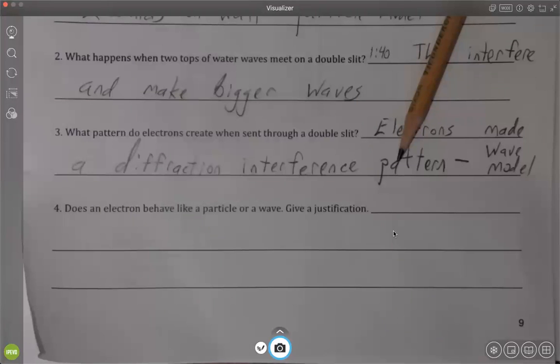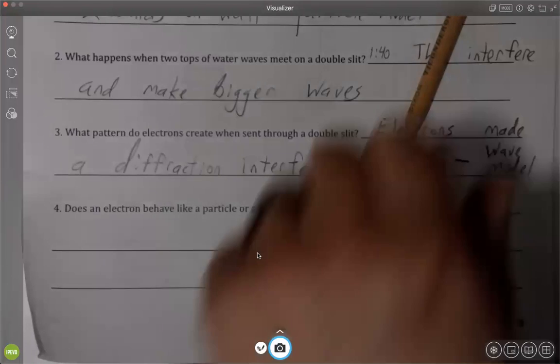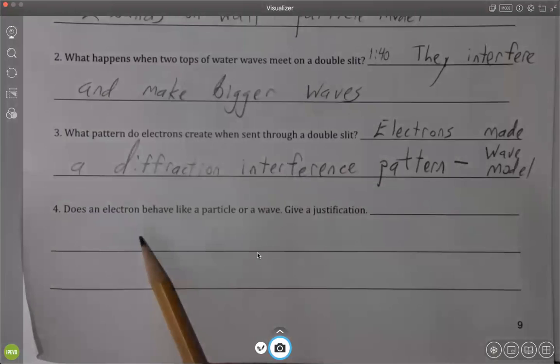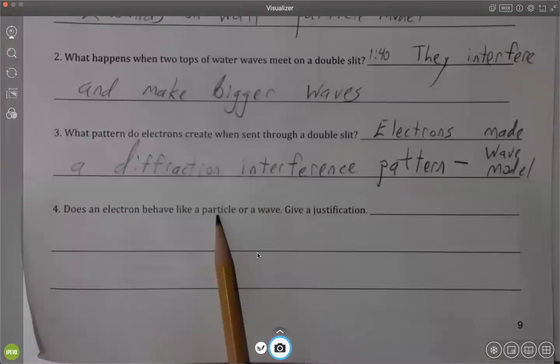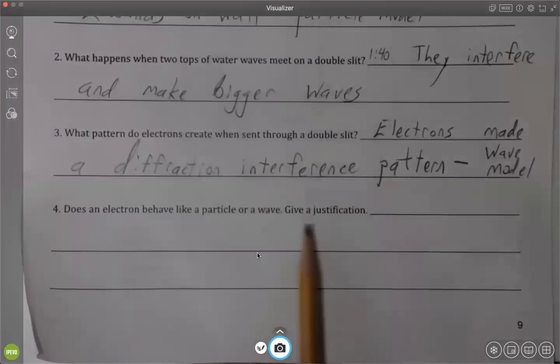All right, let's bring it on back now. So down here to this last part, I want you to tell me if an electron will behave like a particle or will it behave like a wave?